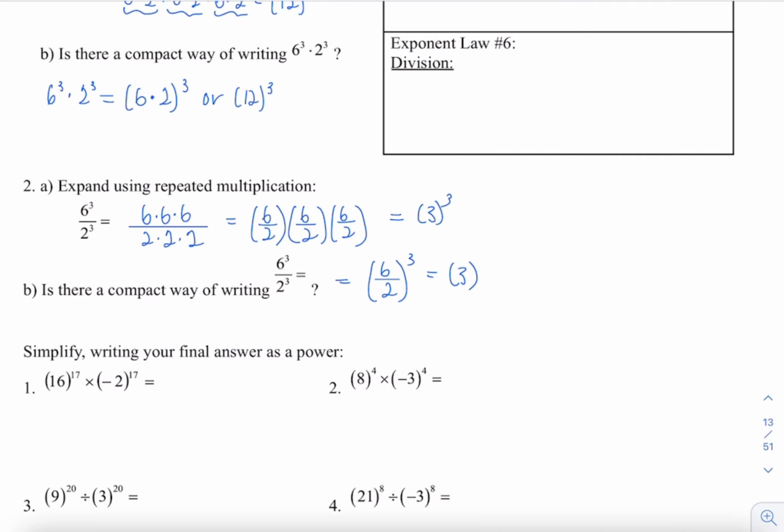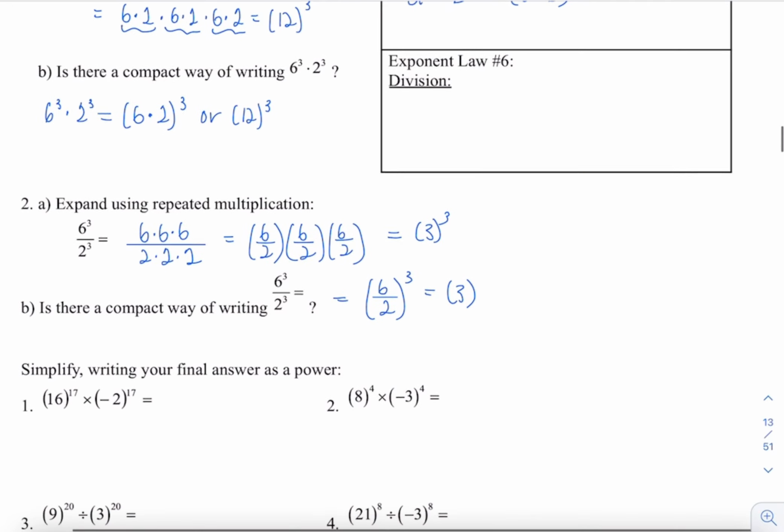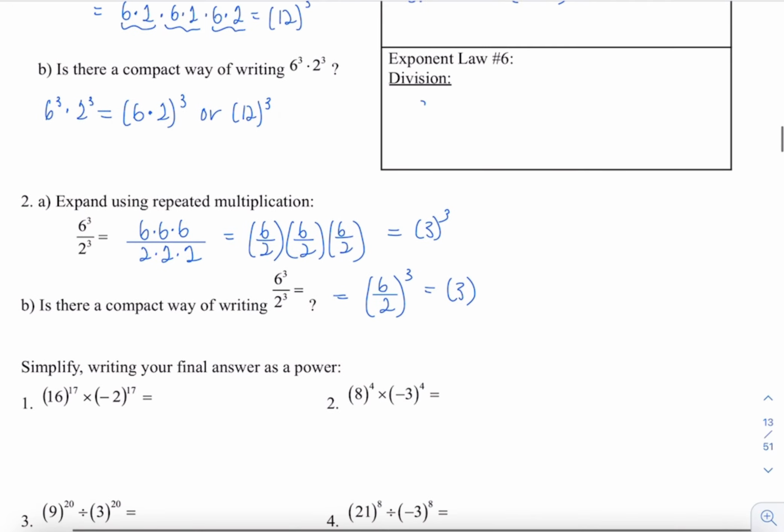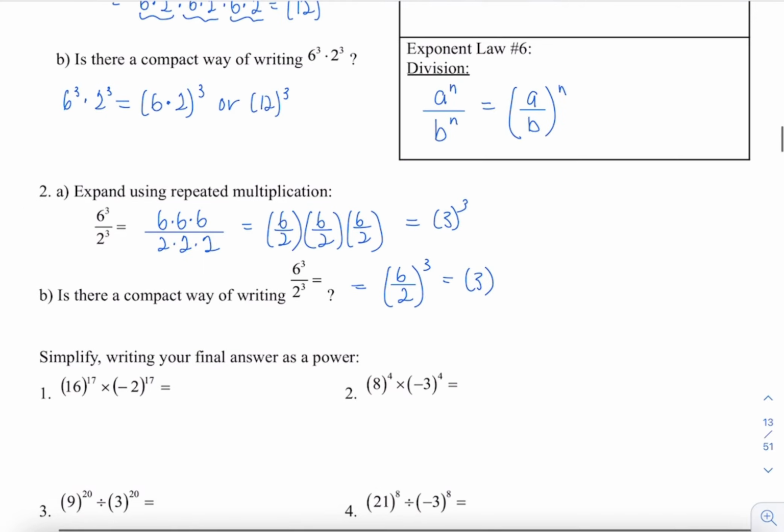So if I were to generalize this law, if I again have a base of a raised to the exponent n and a base of b raised also to the same exponent n, and they're being divided, I can write it as a over b to the power of n. You'll more likely see this written, oh, sorry, I was confused there for a sec. Okay, let's try to use these laws now.